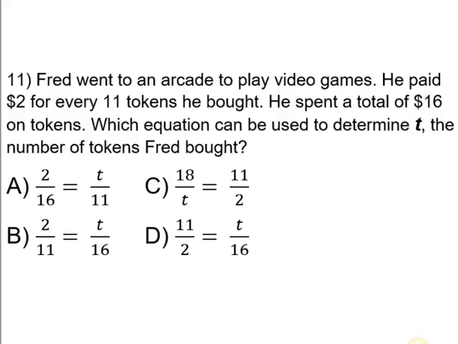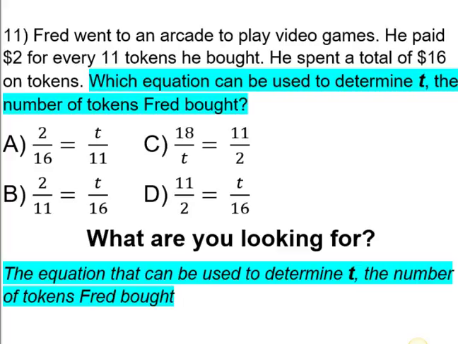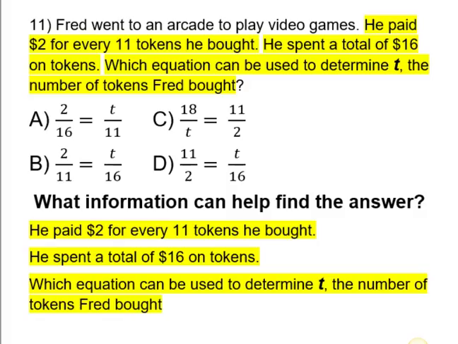What are we looking for? We are looking for the equation that can be used to determine T, the number of tokens Fred bought. What information can help us find the answer? We know that Fred paid $2 for every 11 tokens he bought, and that he spent a total of $16 on tokens, and that T is the number of tokens Fred bought.